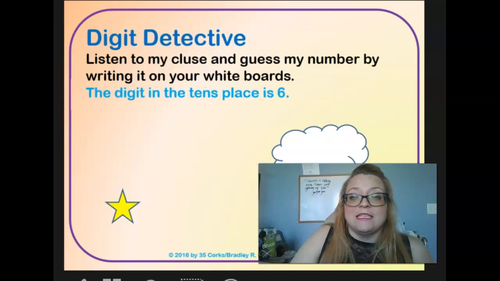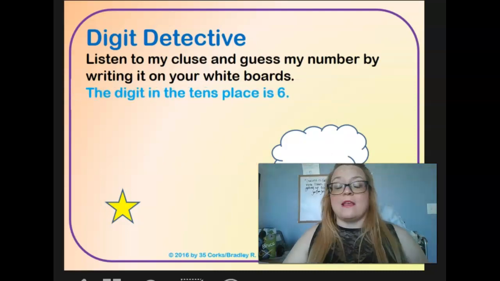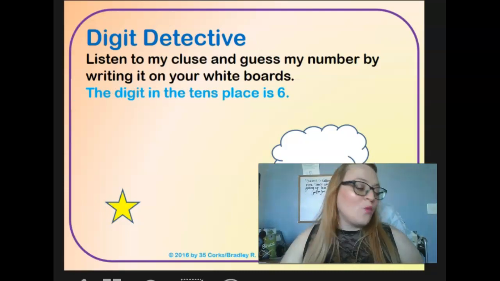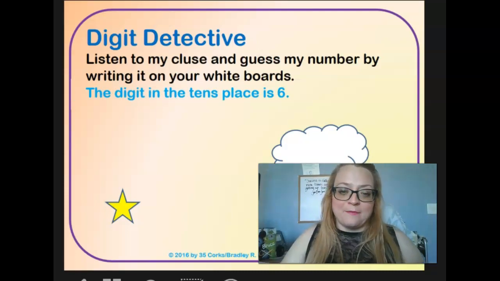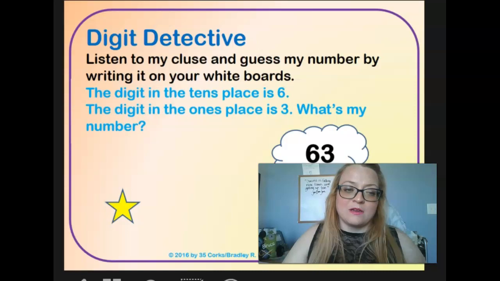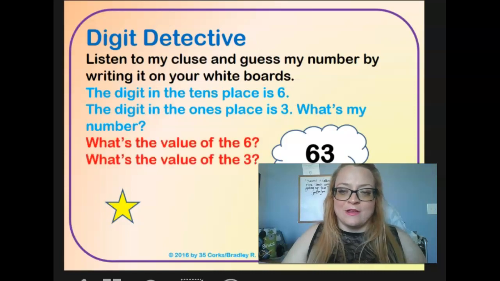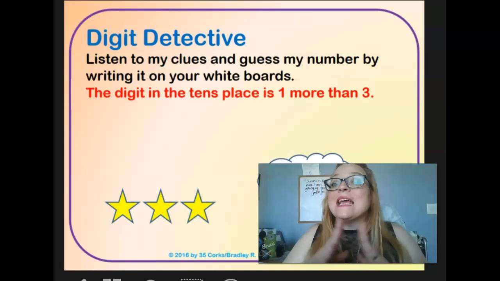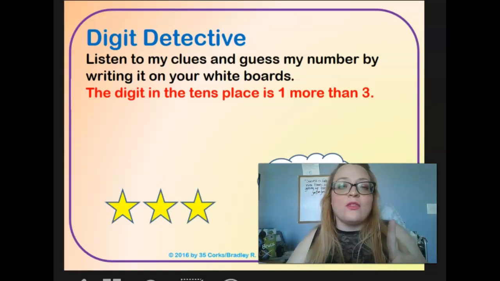All right, the digit in the tens place is a 6, and the digit in the ones place is a 3. What's your number? Good job. All right, last one. The digit in the tens place is 1 more than 3. So what number is 1 more than 3? Put that in your tens place.